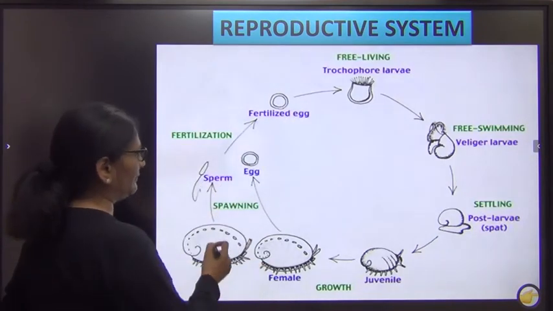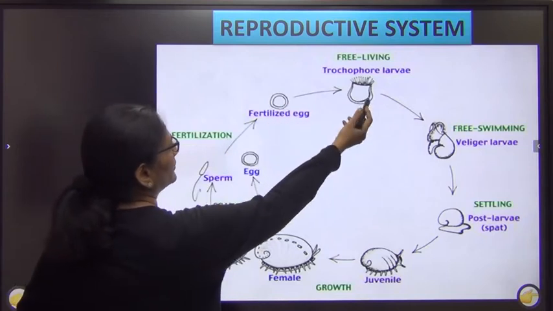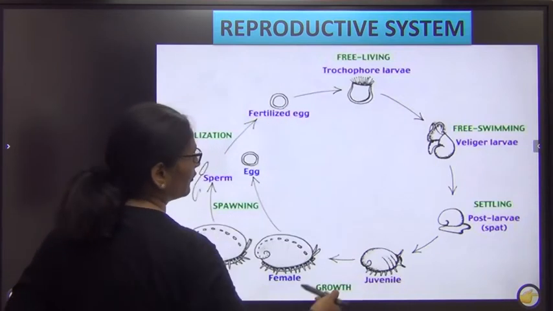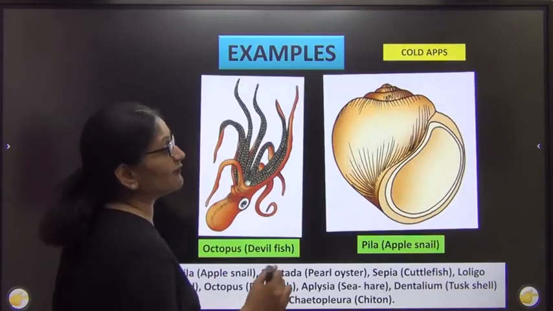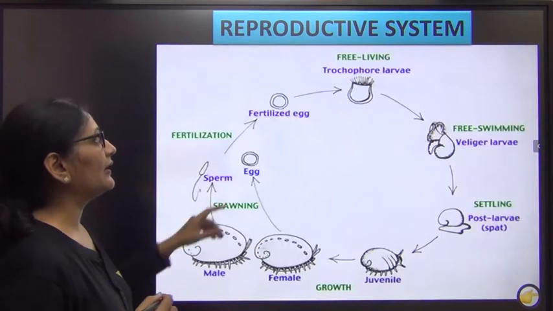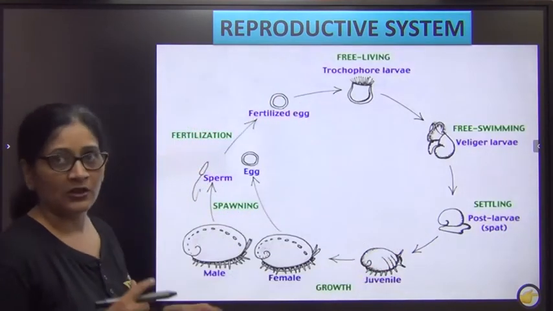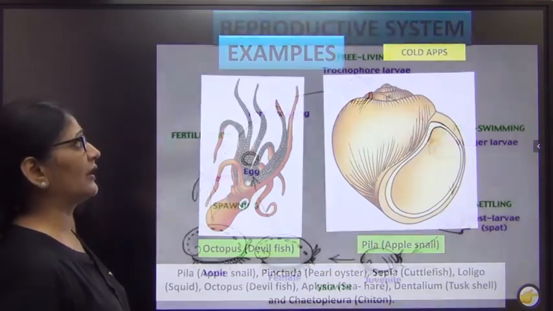This is the female, male, they will form sperm and egg. Fertilization will take place, egg will form the larva, and then the larva will form the adult. Sometimes you may have more than one larva form. Like you saw in the previous one, trochophore larva gives rise to veliger larva, then it forms the adult. So one larva will give rise to another larva.